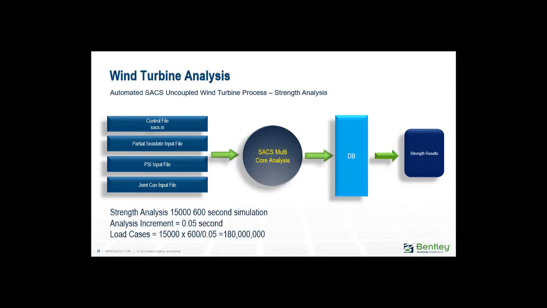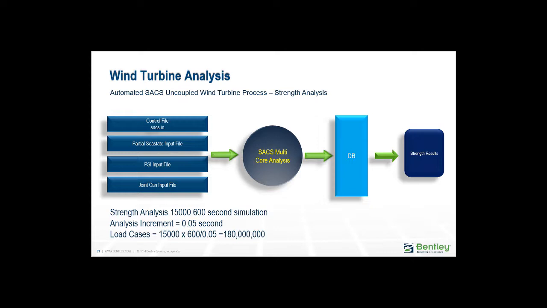For strength analysis, the process is a little bit more cumbersome in that if we have 15,000 simulations, each 600 seconds long, and the analysis increment of 0.05 seconds, this will generate 180 million load cases and therefore 180 million unity checks.